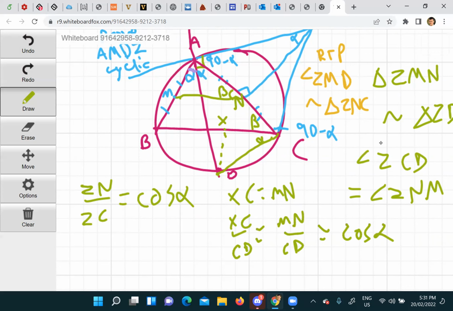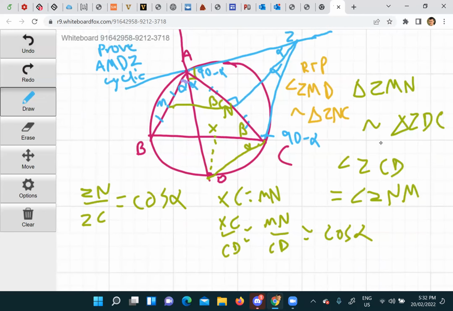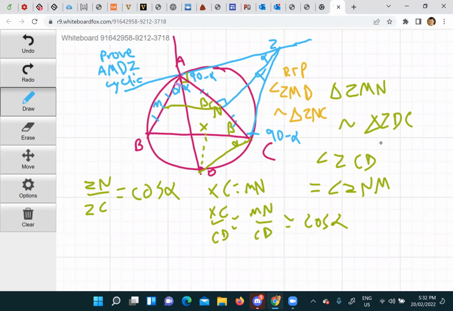Wait, I don't get the second part. Let me just chill in the corner while I soak in the X. So XC is half of BC, and then MN is also half of BC. Wait, hold on. Oh no, I'm so blind. It's because you refuse to embrace the way of the trick. Is that done? Yes, excellent. Any questions, people? That was pretty quick.